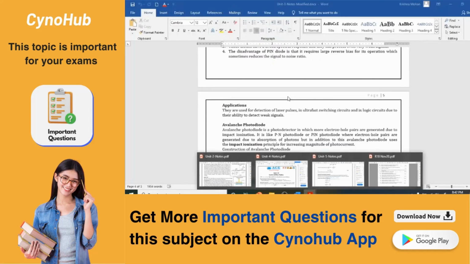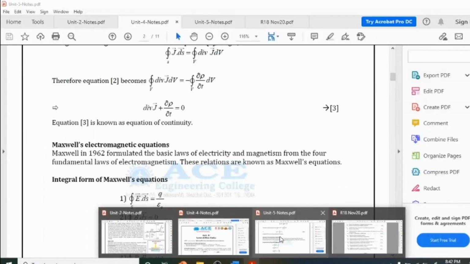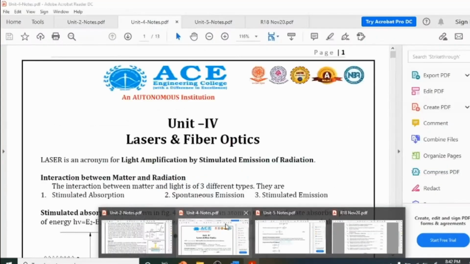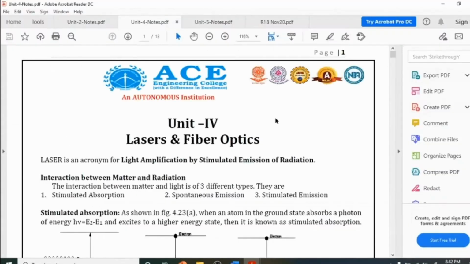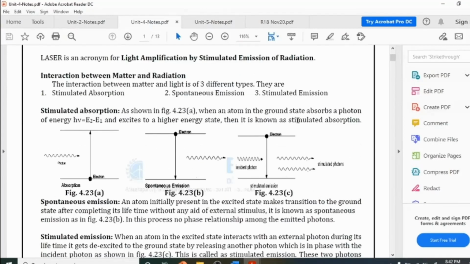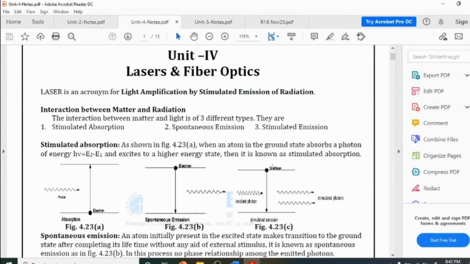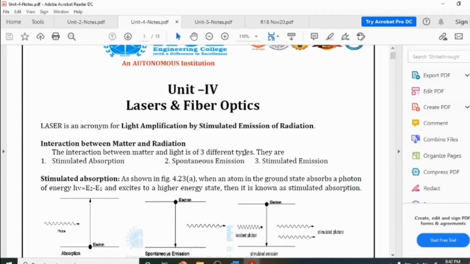Regarding the fourth unit, what we have in the fourth unit is lasers and fiber optics. I was telling you about the third unit: if you are concentrated enough, you can prepare the third unit in 3 hours, because you have only 5 topics in it. But don't gamble now. I'm telling you openly that you prepare units 1, 2 and 4 and go to the exam. That's it. Right?